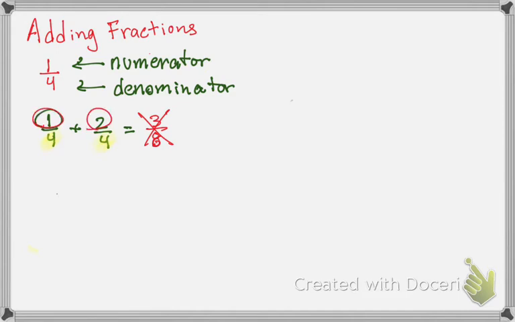So you only do 1 plus 2. So it's going to be 3. And then the denominator stays exactly the same. So you get 3/4. And that's your final answer.